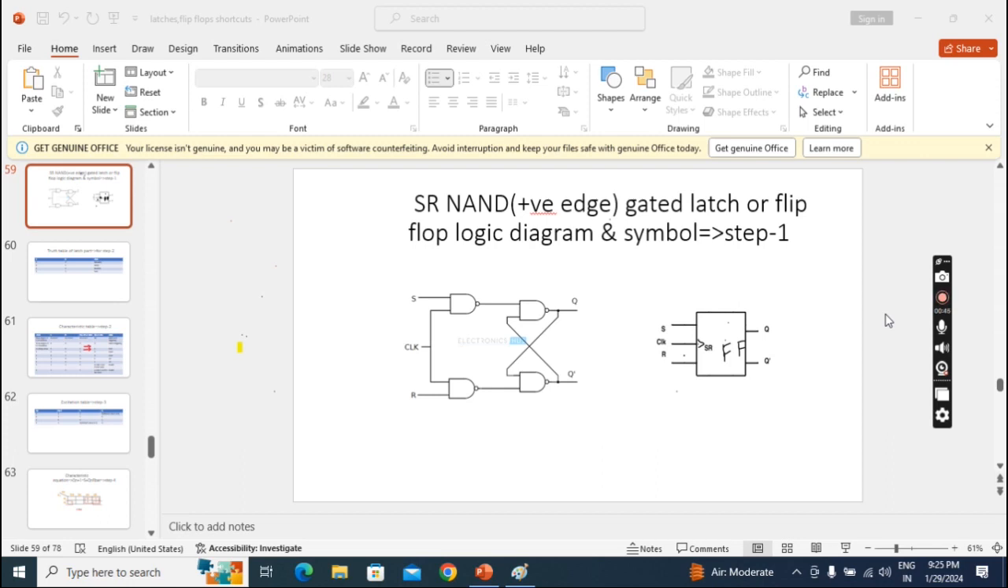Right. So first this is with the NAND latch part and with the positive edge. This is the diagram. This diagram is the same as the gated latch with the positive level. In the symbol we have to keep this triangle symbol. It indicates edge triggered.